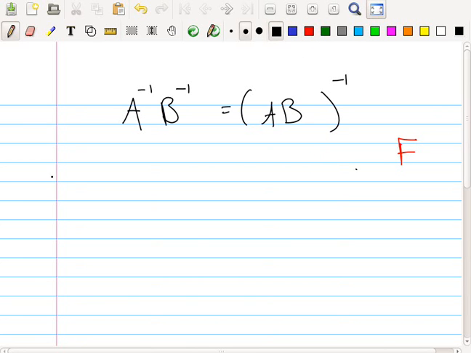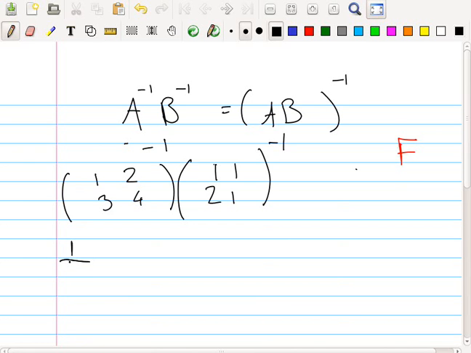So for example, maybe A is 1, 2, 3, 4, and B is 1, 1, 2, 1. And then you calculate the inverse here and here, and you'll notice that it's not the same as this. So if you calculate this, you'll get 1 over 4 minus 6, minus 2, 1. And then this one will be 1 over minus 1.